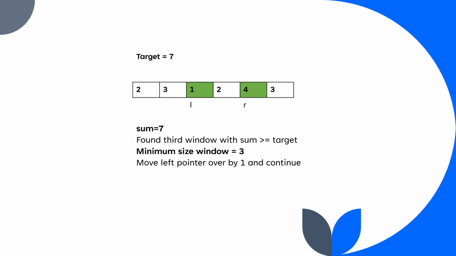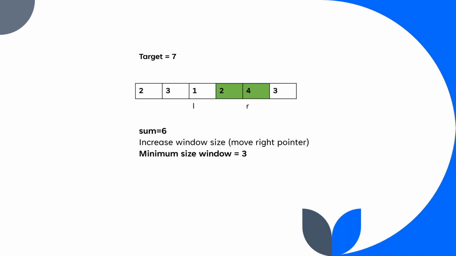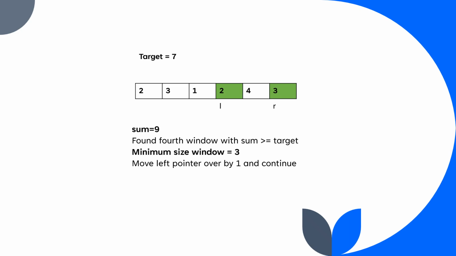Okay, so we're going to continue by moving our left pointer over by 1. Our sum is 6, so we have to increase the window size. So we move our right pointer over, our sum is 9. We found our fourth window with the sum greater than or equal to the target. The minimum window size is still 3. So we're going to move our left pointer over by 1. We do that, the sum is 7. So now we have a new window, and this window size is 2. So that is our minimum window size.